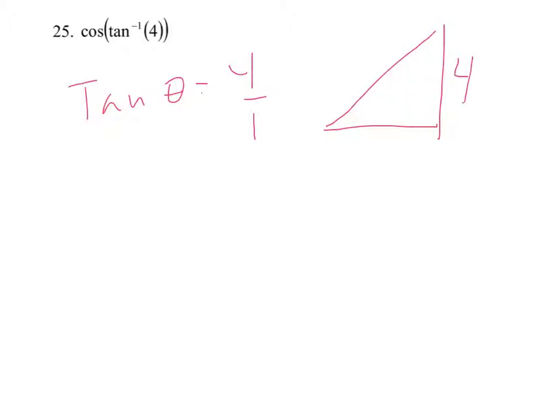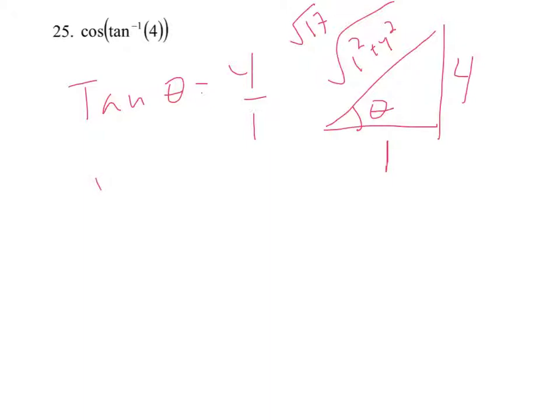Same kind of deal. We're looking for what angle has a tangent of 4 over 1. Well, let's see. So here's a triangle. Opposite is 4, adjacent 1. And here's our angle, which we don't know what it is. And then the hypotenuse is going to be 1 squared plus 4 squared, and take the square root. So what's that? Square root of 17.